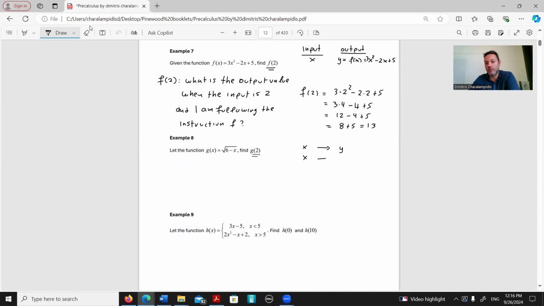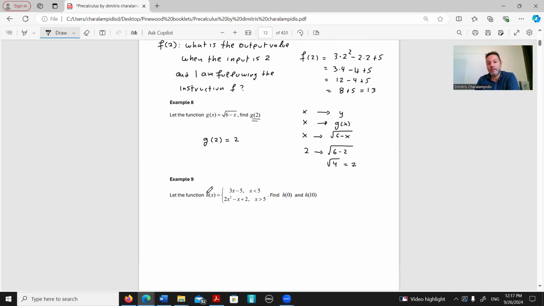From the input values, I should go to the output values. But we've said that in order to show this dependence between them, instead of y, I can simply write that as g of x. So from x, I should go to the square root of 6 minus x. Verbally, this means that every time I am given a number, in order to find the corresponding output value, I should do 6 minus that number and then put that result under a square root. So if I'm given number 2, I should do 6 minus 2, put that under a square root, and I'm done. Square root of 4 is equal to 2, which means that g of 2 is equal to 2.